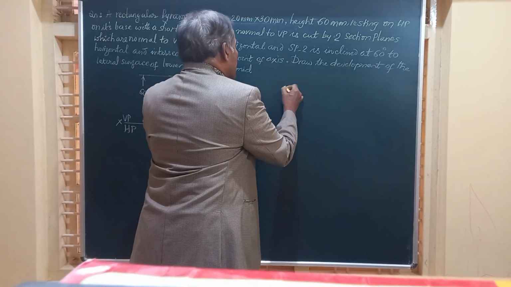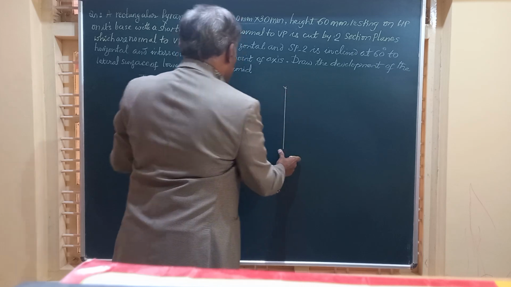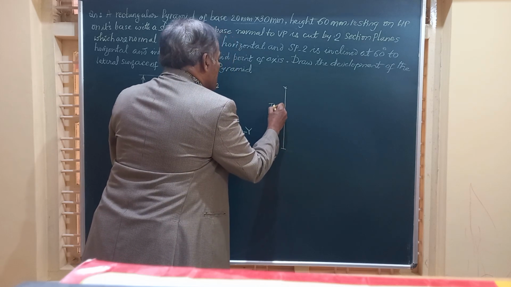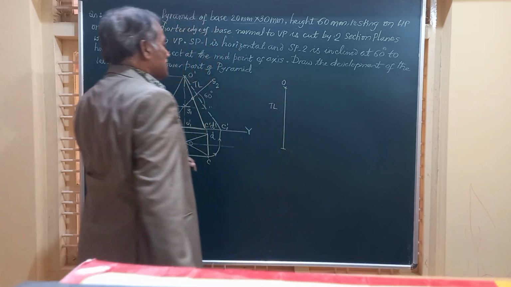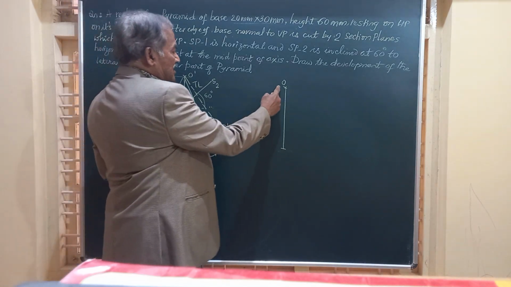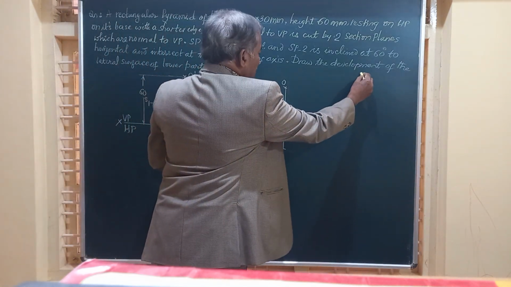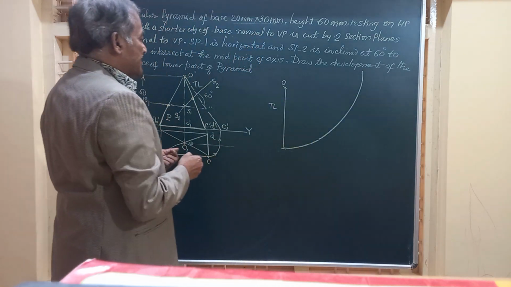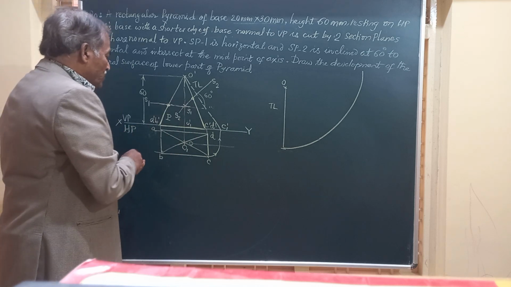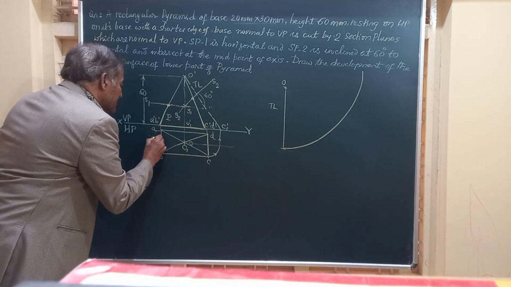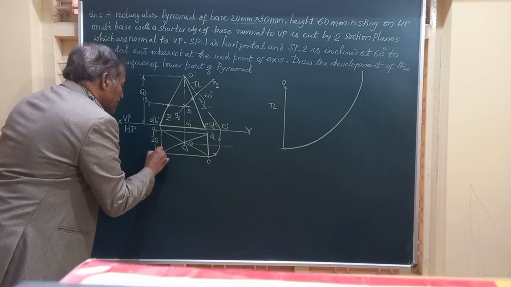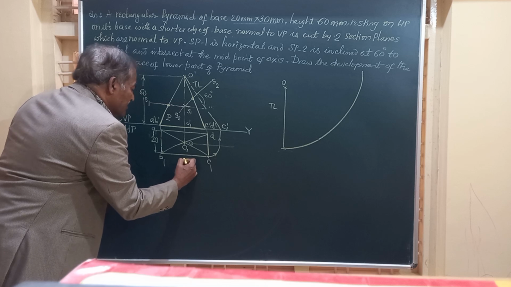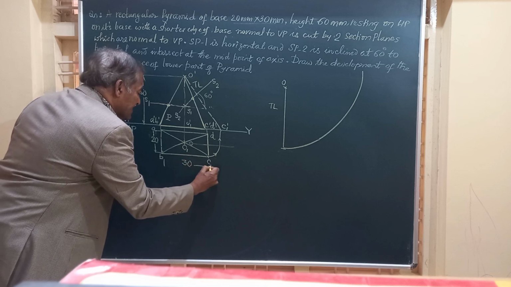So friends, I mark a line here and the true length, that is O dash C1 dash. I will say true length here and this is O, the vertex. Taking O as center, this length as radius, I am going to draw an arc through this. And on this arc, I am going to step off these distances. One is 20, other is 30.